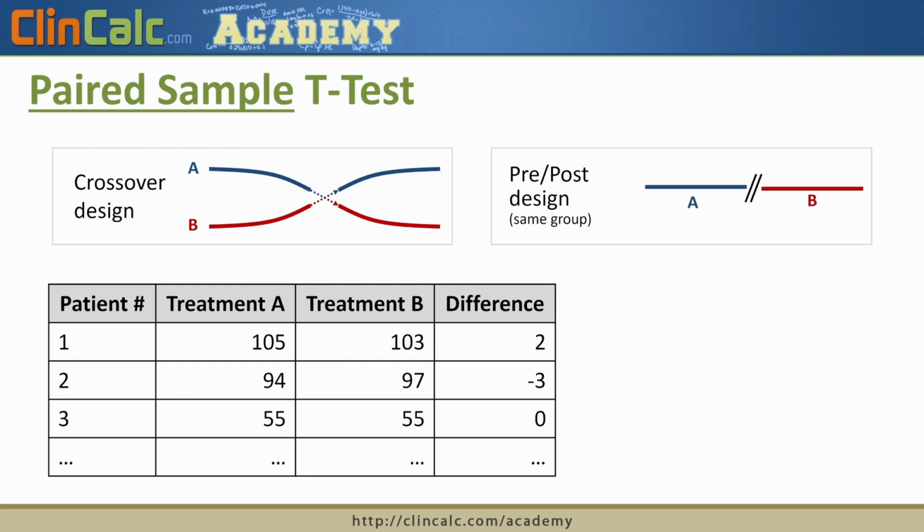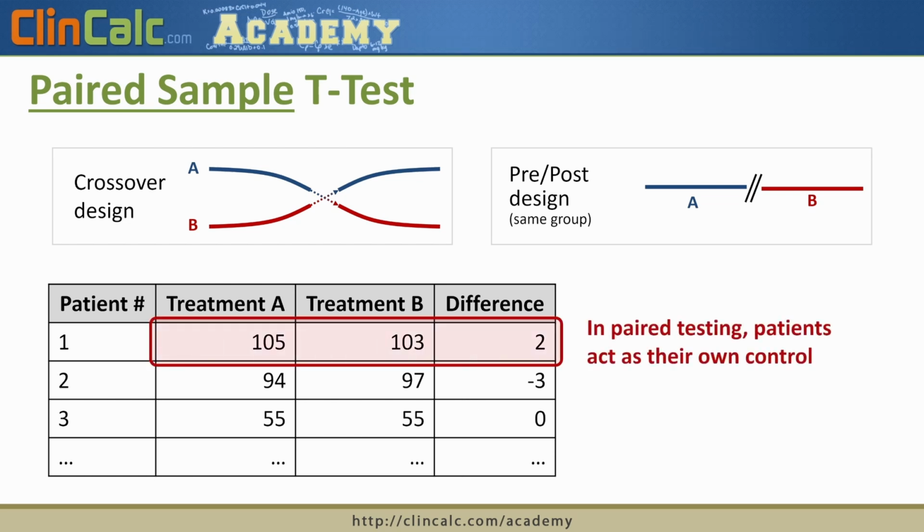6 months, measure their average blood pressure, and let's say that the first patient has an average blood pressure of 105, and then we give them an alternative antihypertensive like amlodipine, give them 6 months, and we see a blood pressure of 103. So the patient is serving as their own control arm, and we're really looking at the difference for that particular patient between treatment A and treatment B. That is a paired study design, and we'll use a paired sample t-test to analyze that. So again, in paired testing, the patient acts as their own control. That is a pivotal component of paired testing.